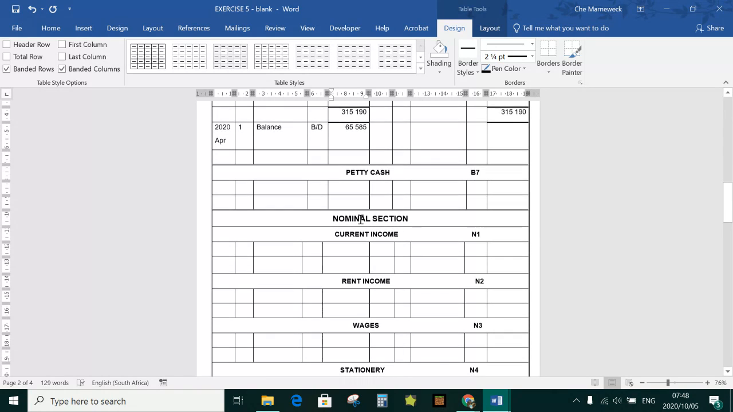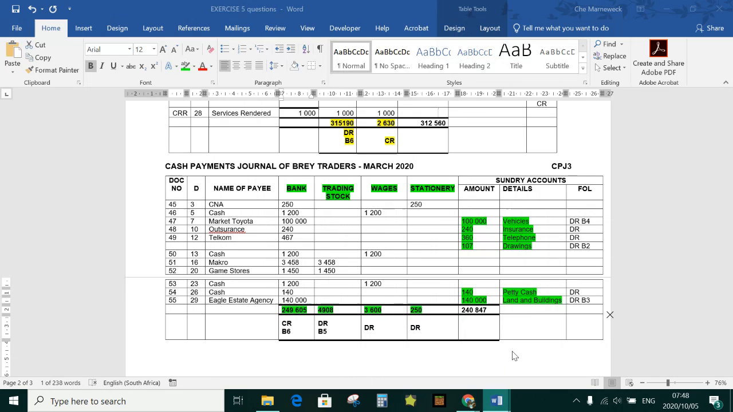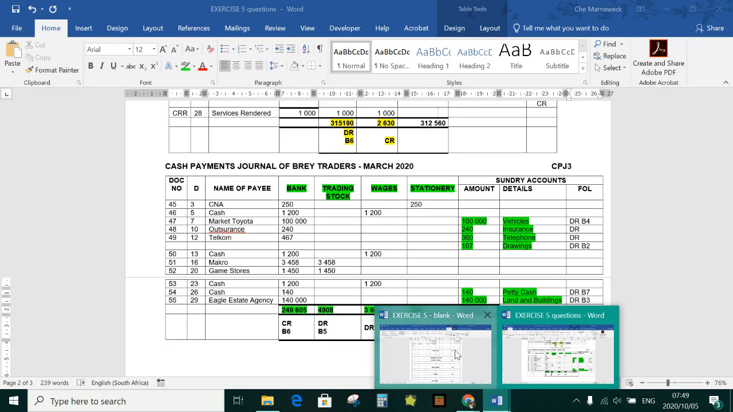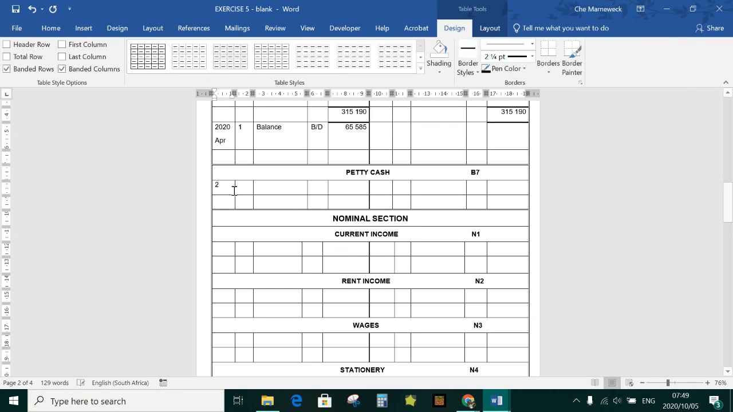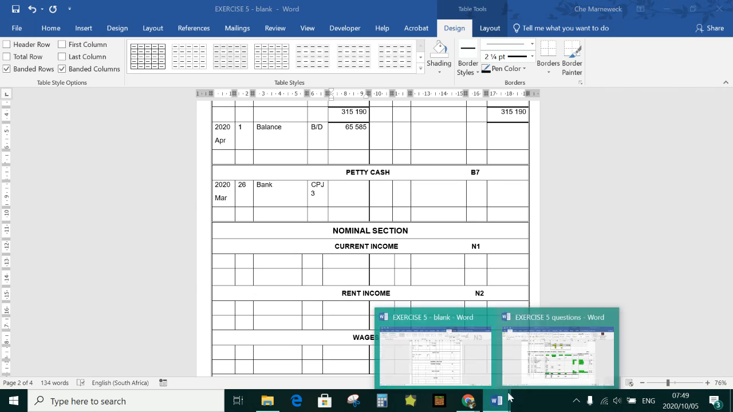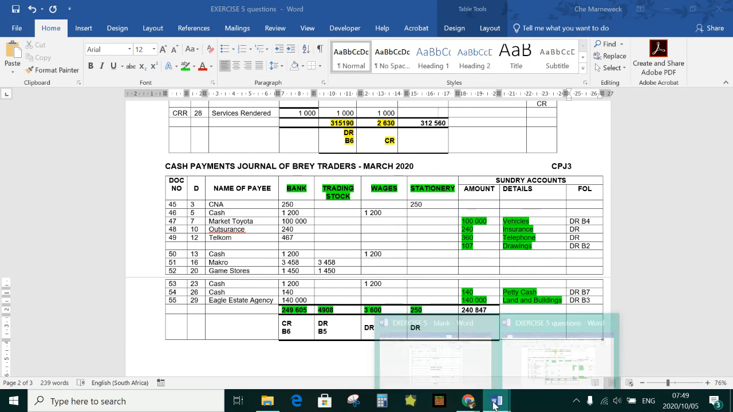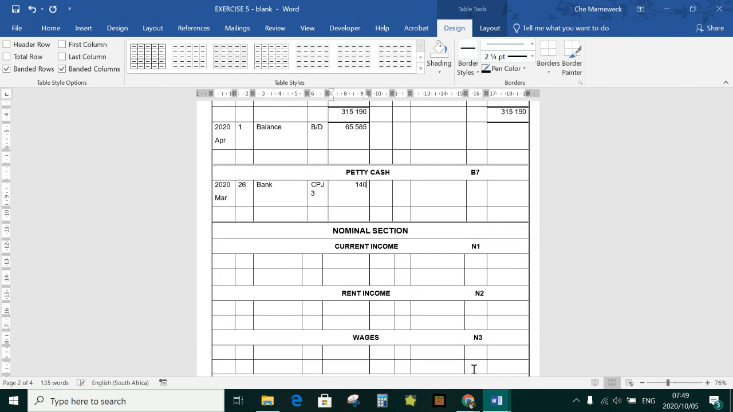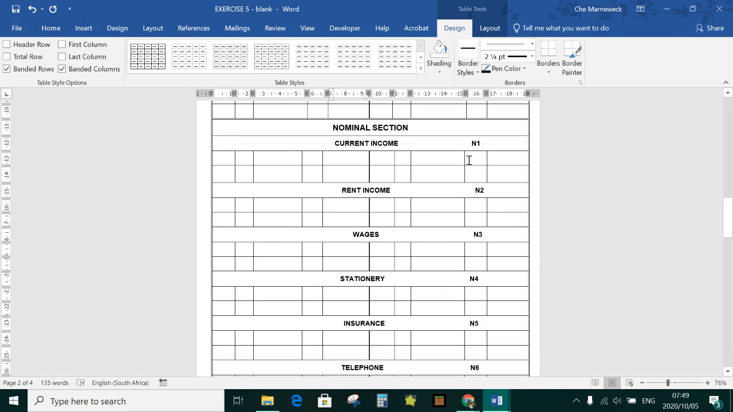Okay, we move on to petty cash, B7. Petty cash is over here. So there's our B7. Debit side, it's sundry, so it's day 26. So 2020 March, day 26. Bank, CPJ3, and the value is 140. Now come to our nominal account section.